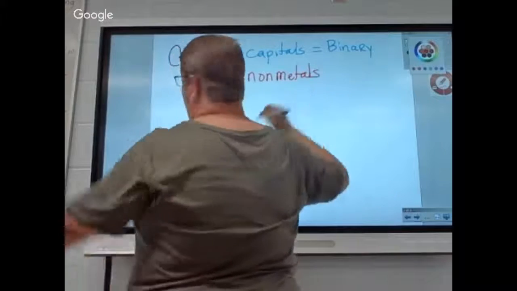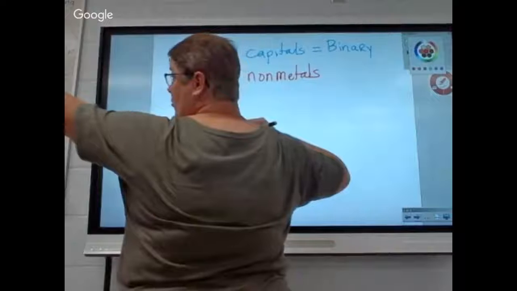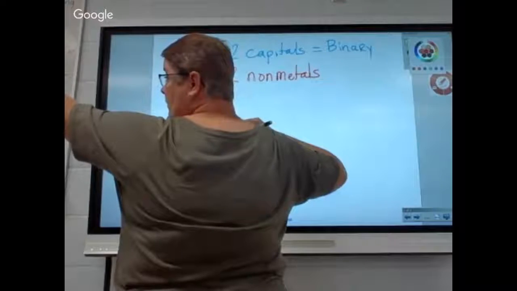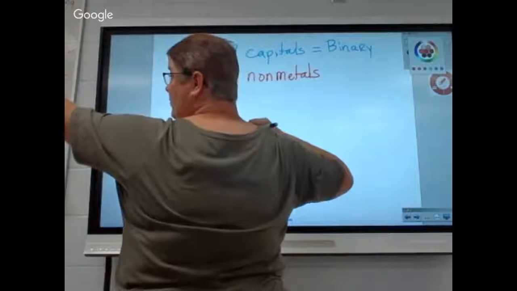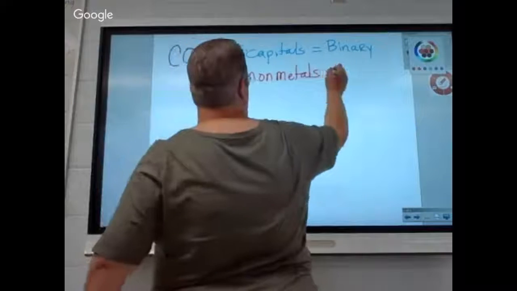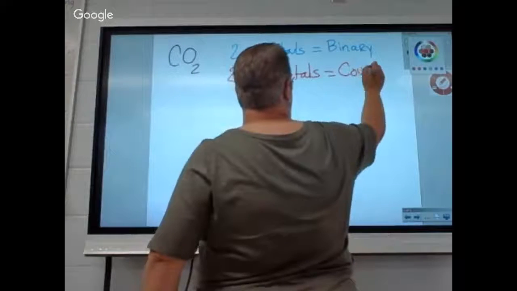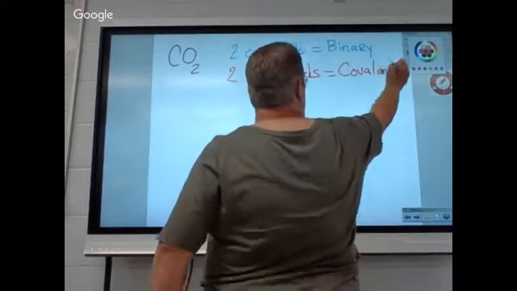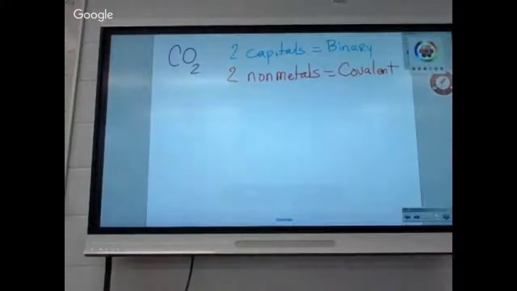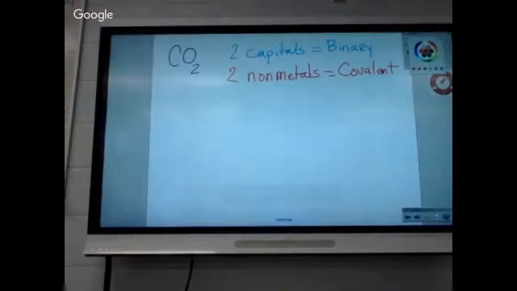Now, when you look over there on the periodic table, you see the yellow and the orange. Carbon's in the yellow, oxygen's in the yellow, right? That makes them 2 nonmetals, which is what makes it covalent. Okay? That's how you know it's covalent. We know it's binary because it had 2 capitals.